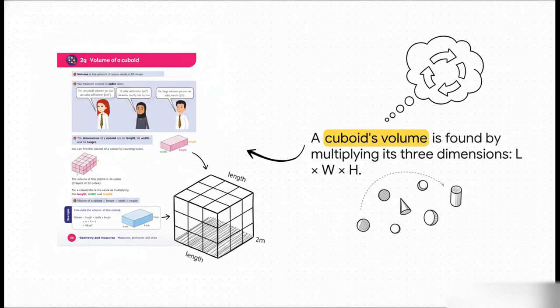And honestly, the formula for the volume of a cuboid is just so intuitive you'll love it. It's simply length times width times height. That's it. You just multiply its 3 dimensions together to find the total space it takes up. So for this example here, that's 6 times 4 times 2, which gives us 48 cubic centimeters.